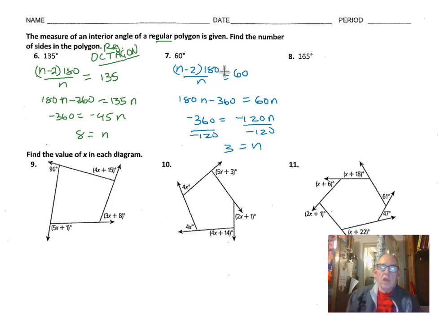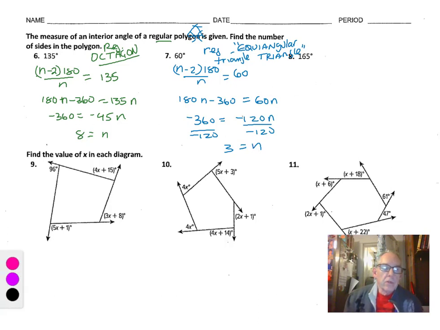So this is a regular triangle, which we call an equiangular triangle. We've seen equiangular triangles before, and the 180-degree angle sum works out. Okay, let's look at this one.